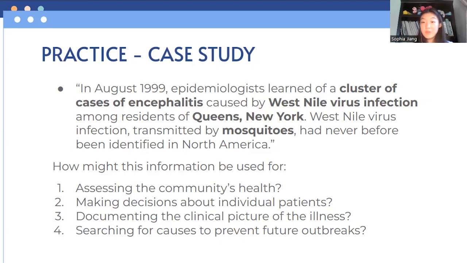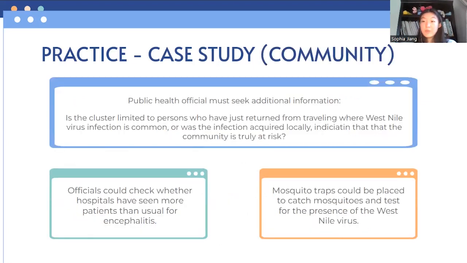How might this information be used for assessing the community's health or making decisions about individual patients, documenting the clinical picture of the illness, and searching for causes to prevent future outbreaks? So let's start with the first one, assessing the community's health. The case study that we're given was very short. It was 2 sentences. And it did give us a lot of information. It gave us where, it gave us when, and it gave us how.